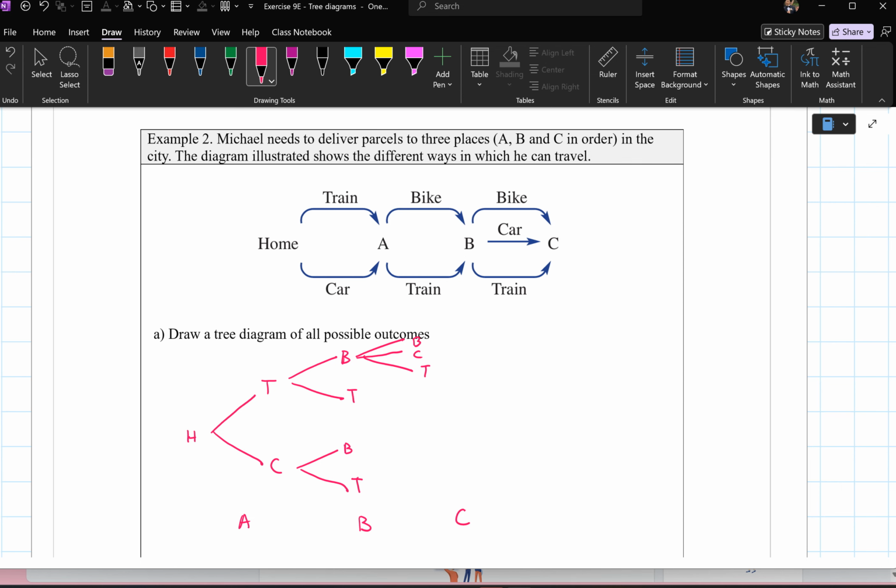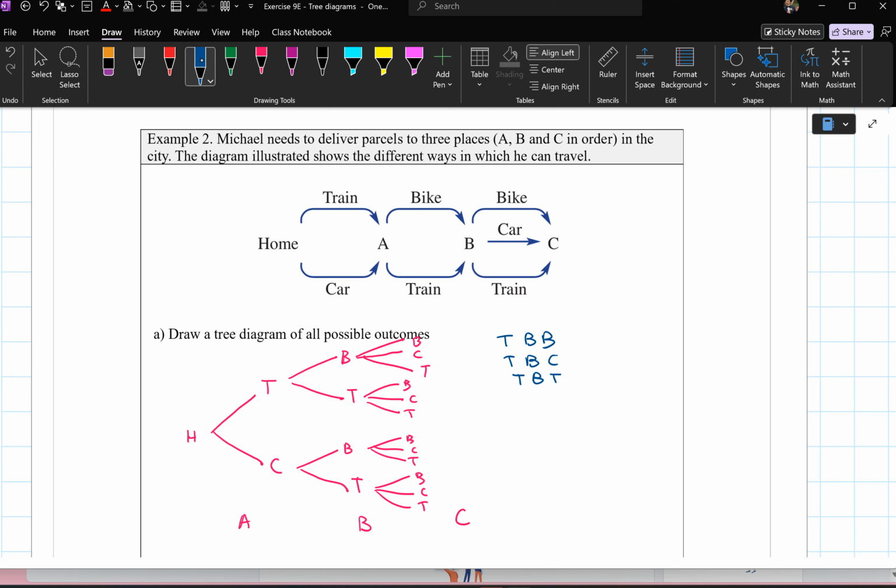So if you think about it, the possible options are, the first one is train, bike, bike, or train, bike, car, or train, bike, train. That's 3 options just for that first branch. But if you follow on, each one has bike, car, train, bike, car, train, bike, car, train. And you can see that each one has 3. That one has 3 lines, that one has 3 lines, that one has 3. So 3 times 4 gives you 12 options.